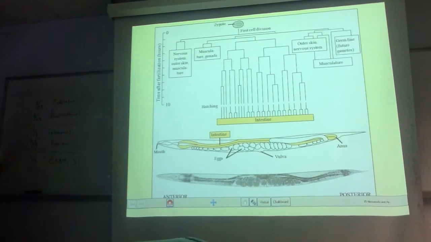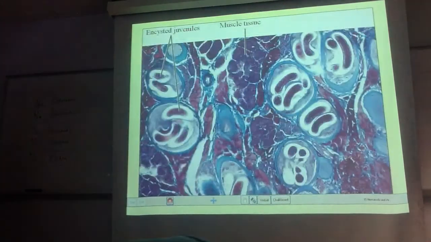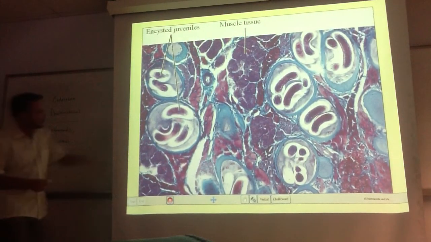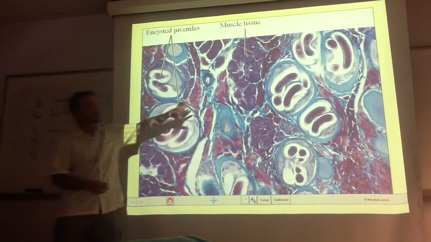You could never get at those types of questions by studying humans. They're too complex. Okay, and these show you some little encysted nematode parasites inside of some muscle tissue.